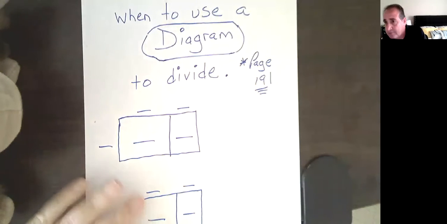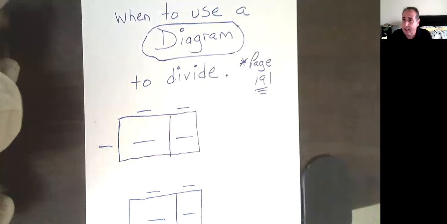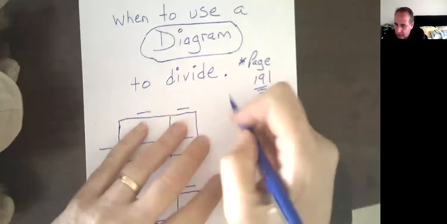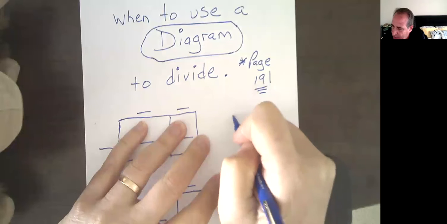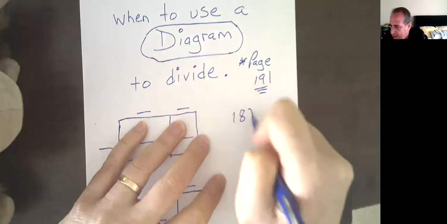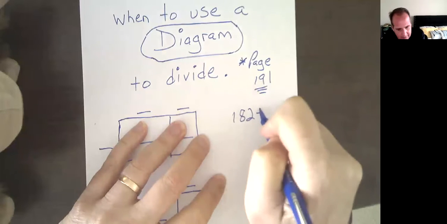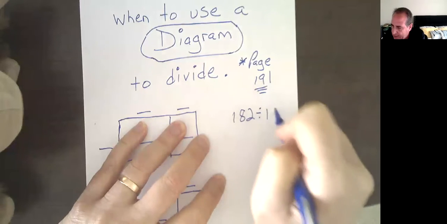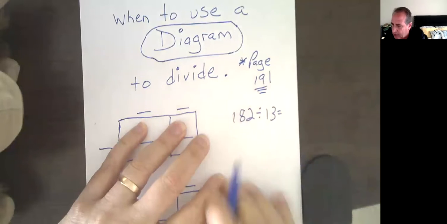Okay, she's watching. So we're going to work on a couple of problems on page 191. Let's start with number 5. We have to decide when to use the diagram and when not to. Our numbers here were 182 divided by 13. So I'm going to put the problem over here, 182 divided by 13, and we're going to try to figure out the quotient.